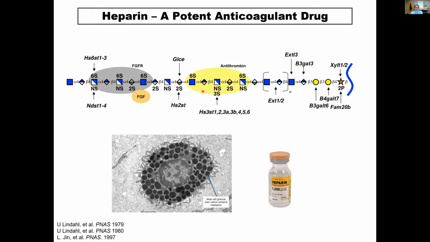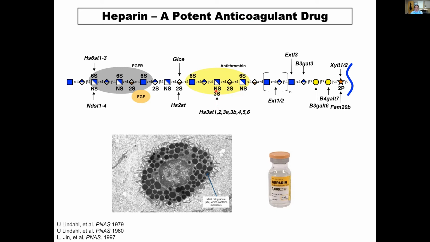There's still a big hurdle in understanding the structure of and identifying 3-O-sulfated structures in heparan sulfate as well. So this is still a big area of research. But I'm highlighting it here because this 3-O-sulfation group is essential for heparin's function as an anticoagulant drug.